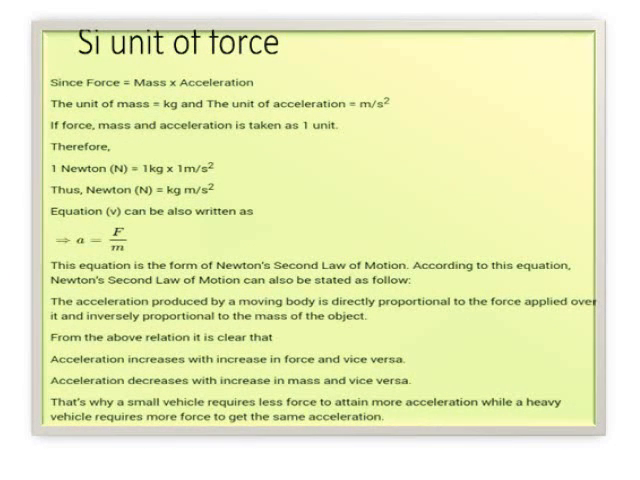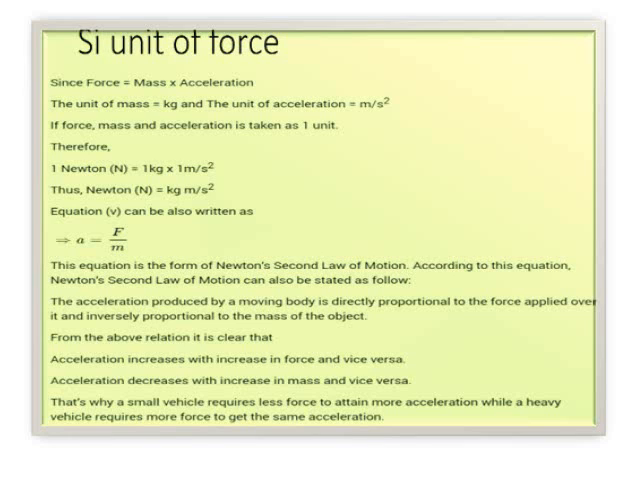Now we have seen Newton's second law as F equals ma, where F is the force. Now let us look at the SI unit of force. Since force is equal to mass into acceleration, the unit of mass is kilogram and the unit of acceleration is meter per second square. If force, mass and acceleration are taken as one unit, then 1 Newton is equal to 1 kilogram into 1 meter per second square. Thus, Newton is equal to kilogram meter per second square. The SI unit of force is Newton.